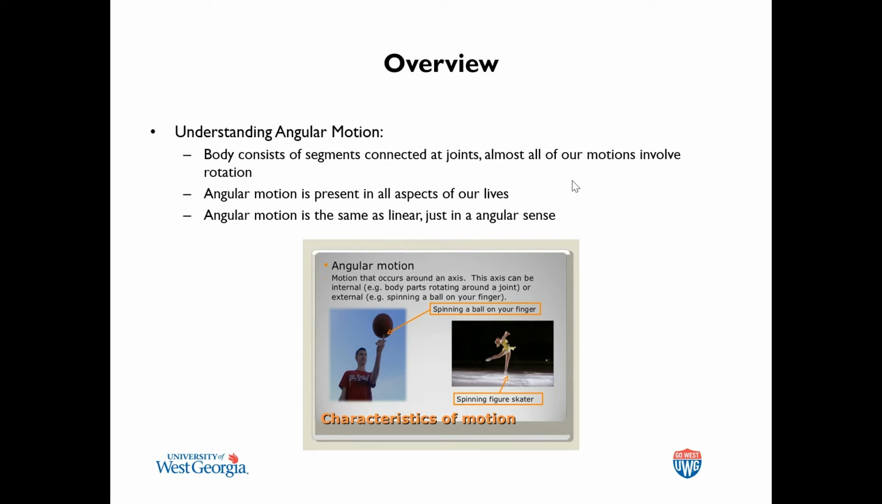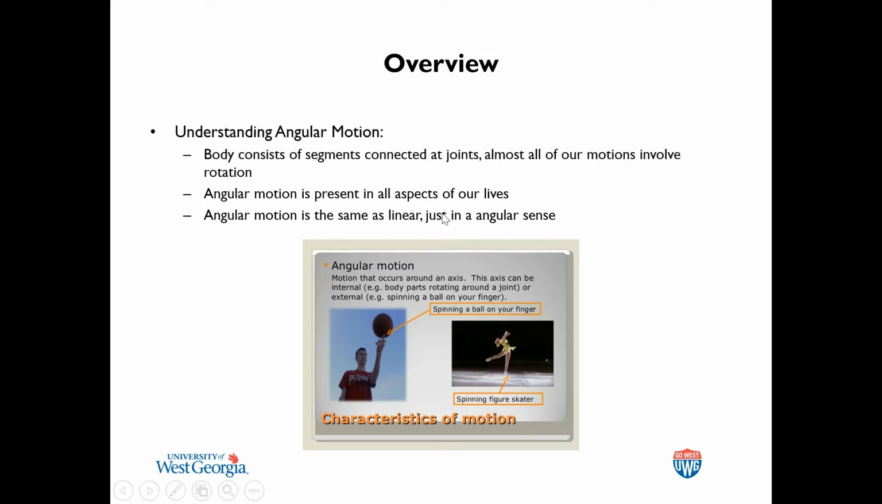Quick overview, understanding angular motion. Remember, the body consists of a bunch of segments, is really how we look at the body, each body segment connected through joints. Almost all of the motions that we utilize in the human body involve rotation around some kind of axis around those joints. So pretty much angular motion is present in all aspects of our lives. We tend to think of things being more linear motion when we think about walking in a straight line, but to get there, we have to use angular motion across our body.